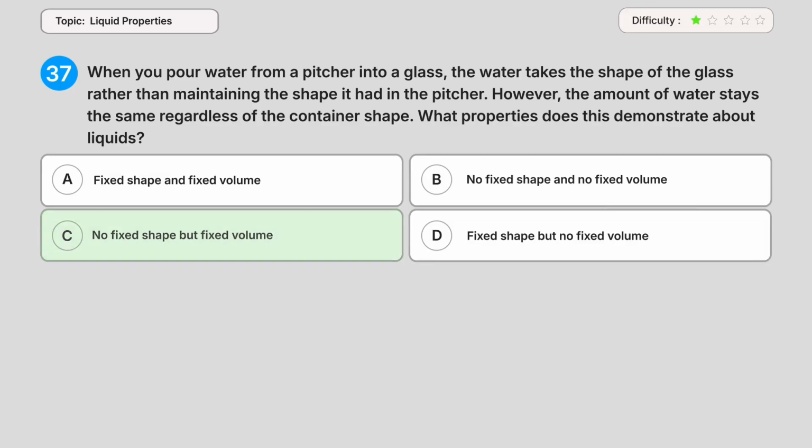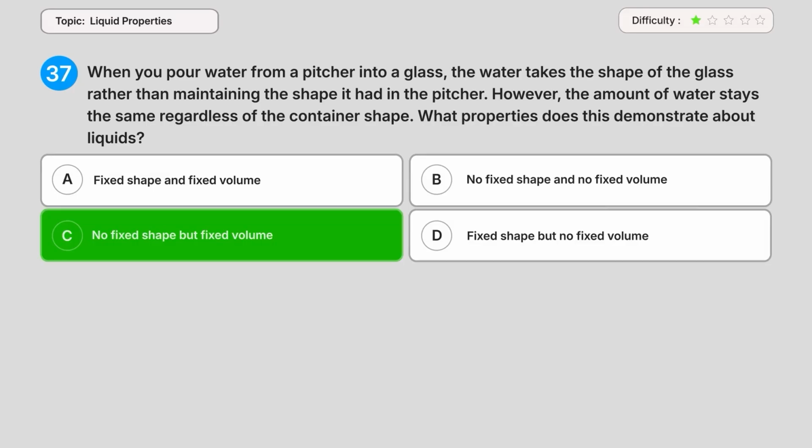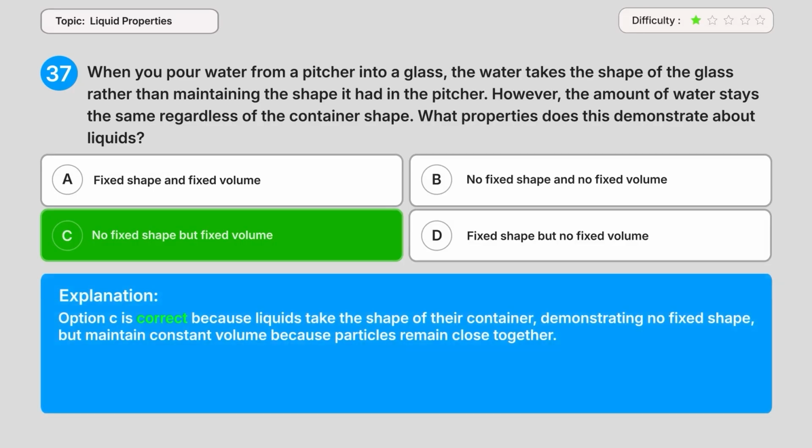Correct answer, C. No fixed shape but fixed volume. Explanation: option C is correct because liquids take the shape of their container, demonstrating no fixed shape, but maintain constant volume because particles remain close together.